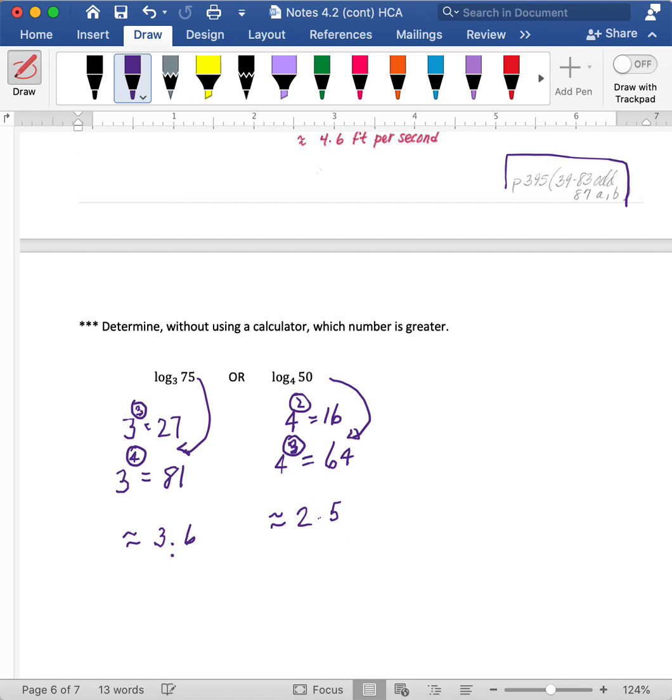Doesn't really matter because we can clearly see this number, 3.6, is greater. So that means log base 3 of 75 is greater than log base 4 of 50. Right? So you're looking for the exponent to which 3 would be raised to obtain 75.